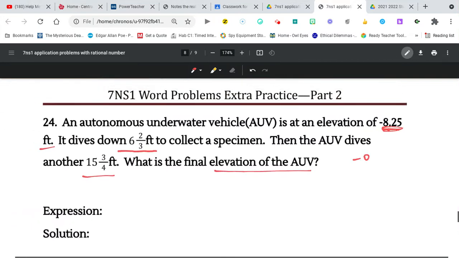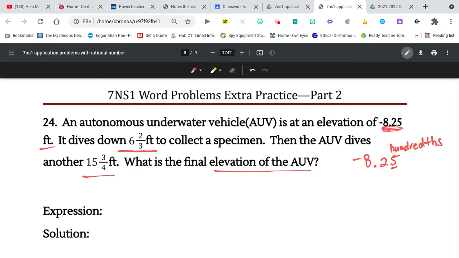So I have -8.25. Well, that 5 ends in the hundredths place, guys. When you get to the decimal, you say the word and. So that's -8 and 25 hundredths. This represents the whole number part, so that's your whole number. And then you have 25 hundredths, or 25 over 100. You write it the way you say it. So if you say -8 and 25 hundredths, you write -8 and 25/100.